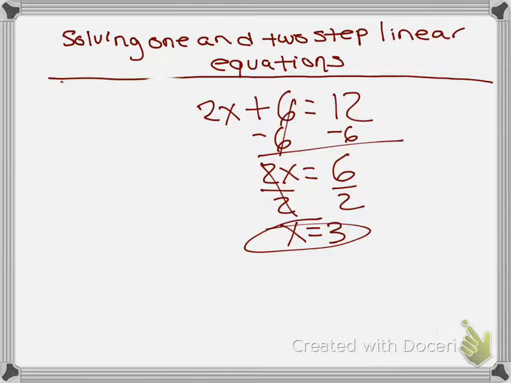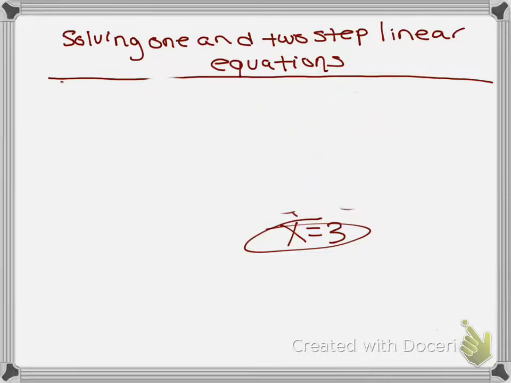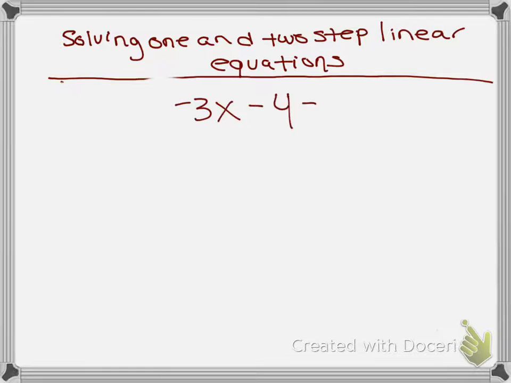We'll do one more 2-step equation. Go ahead and erase this. So let's say negative 3x minus 4 equals negative 2.